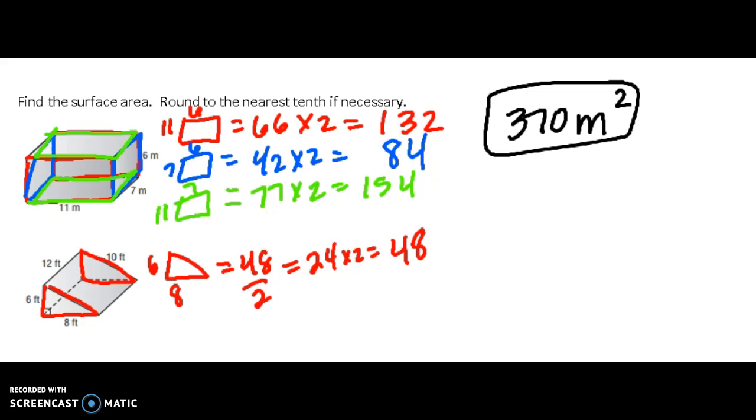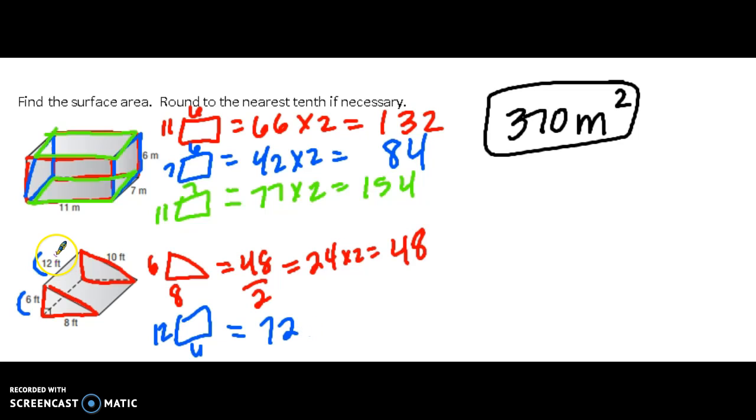Once you find the area of your triangle, multiply the height of the prism, so the line that connects the 2 triangles, by each side length of the triangle. So I have 12 times 6. 12 times 6 is 72.